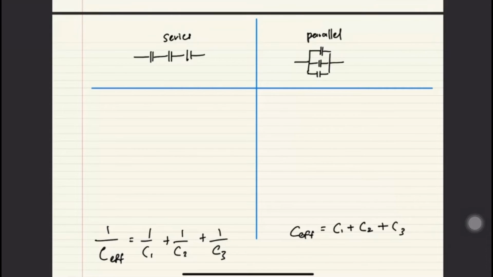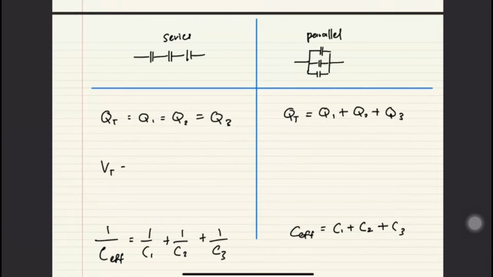the key important thing about charge: in series, the charge is the same. Q total equals Q1 equals Q2 equals Q3, because there is no junction. Parallel has a junction, so Q total equals Q1 plus Q2 plus Q3. Voltage is the exact opposite of that, which is V total. For series it is added, and for parallel it will be equal, V.